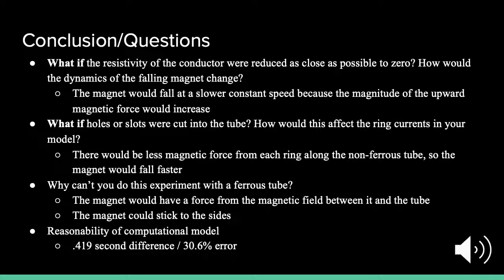Why can't you do this experiment with a ferrous tube? The reason we use a non-ferrous tube is because the magnet would have a force from the magnetic field between it and the tube. The magnet will actually stick to the sides.